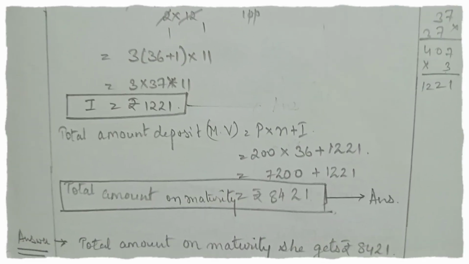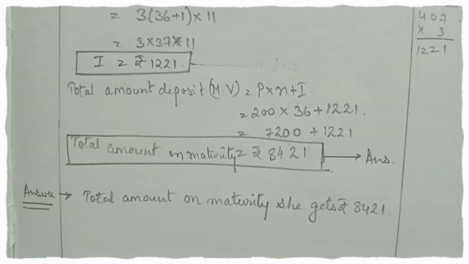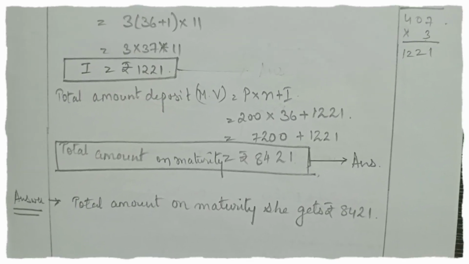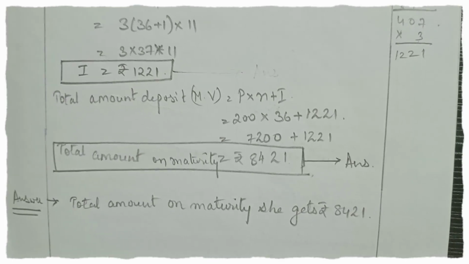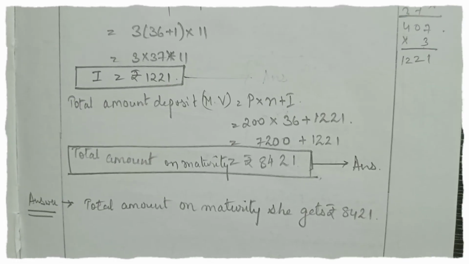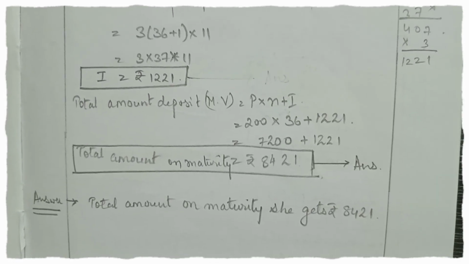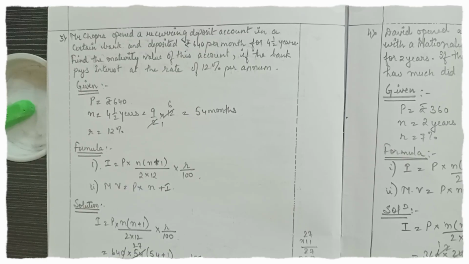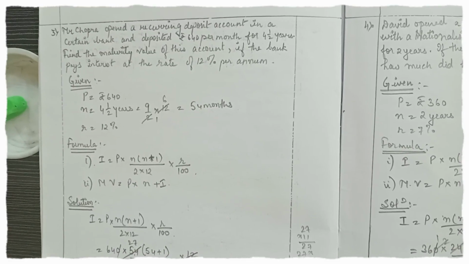Total amount deposited, that is the maturity value, is equal to P into N plus I, which is 200 into 36 plus 1221. The total amount of maturity that Kiran gets is rupees 8421. Coming on to sum number 3.